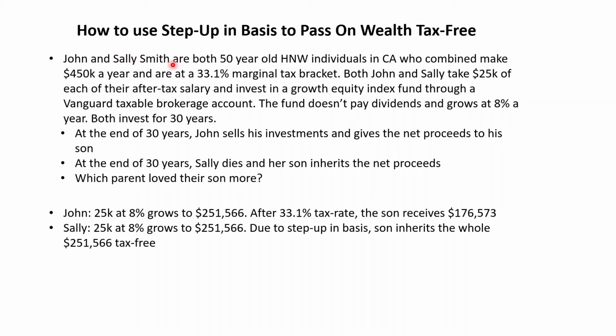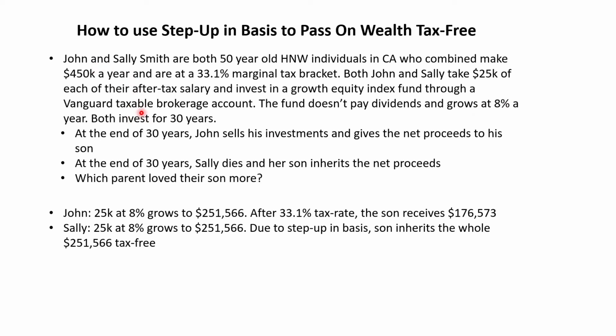John and Sally Smith are both 50-year-old high net worth individuals in California who combined make $450,000 a year and are at a 33.1% marginal tax bracket. Both John and Sally take $25,000 of their after-tax salary and invest it in a growth equity index fund through a Vanguard taxable brokerage account. They're using Vanguard because, like we talked about, it has low expense ratios. The fund does not pay any dividends. It's a growth fund, so you're only getting the capital appreciation, and it grows at 8% a year.